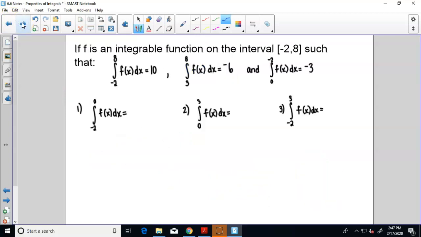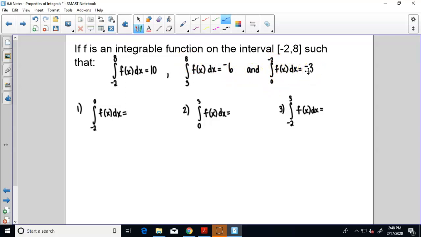All right, let's look at what types of problems you'll see for this. One thing that you're going to see is that they might give you information about your interval. So they might tell you the integral from -2 to 8 of f of x dx is 10. From 3 to 8, it's -6. And from 0 to -2, it is -3.